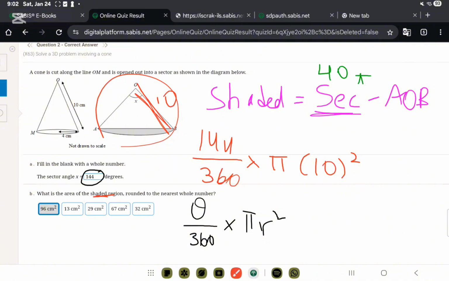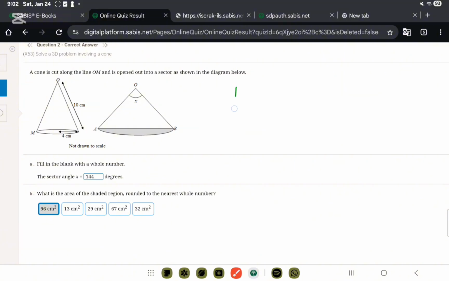That looks like a Japanese pi. Okay, so we need to find the area of this thing. I'm just going to erase everything.